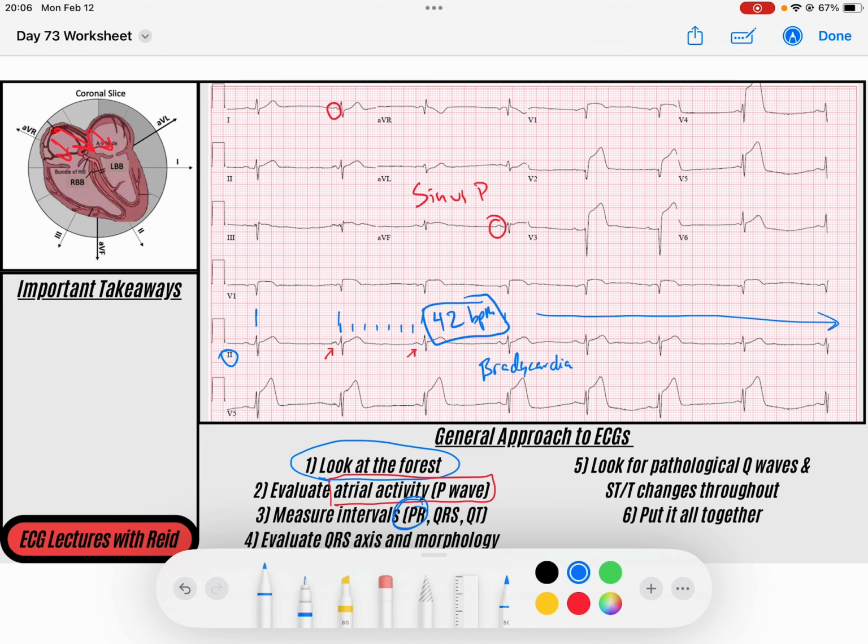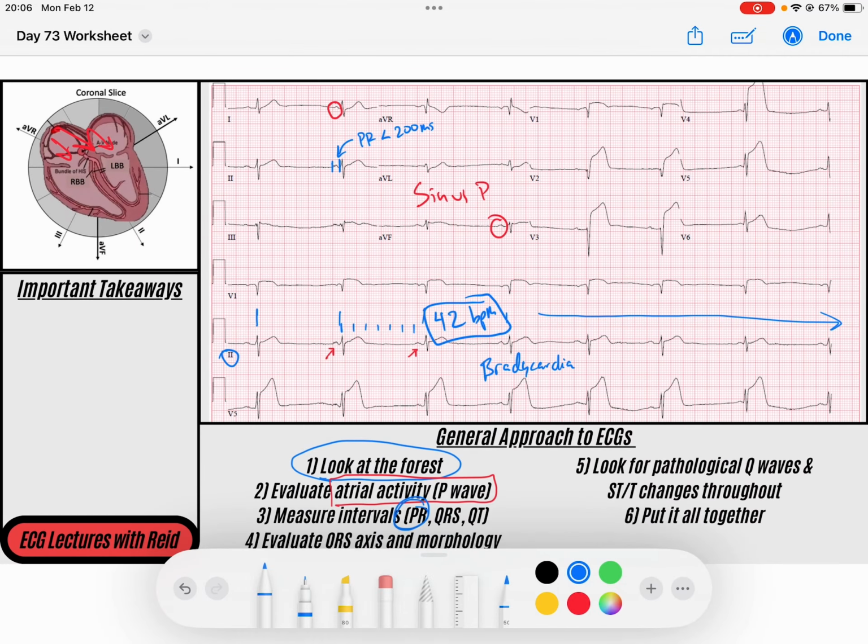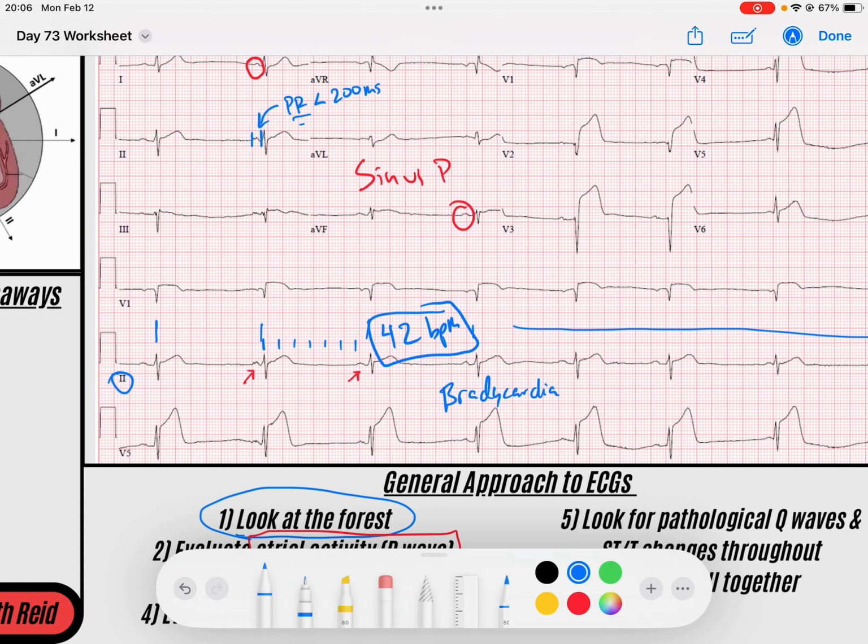Our PR interval is measuring our AV node function. And so if I measure my PR interval, maybe right on this beat in lead 2, you can see that my PR is less than 200 milliseconds, and it's a normal PR interval, so that's reassuring. I want to scan through and make sure that all the PR intervals throughout the strip are the same, and you can see, if I just tick away at these PR intervals, they all appear to be about the same until maybe that one's a little bit off, actually.